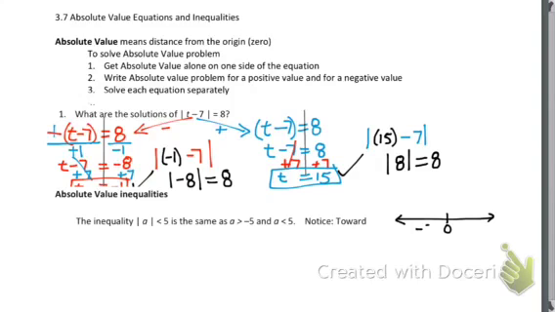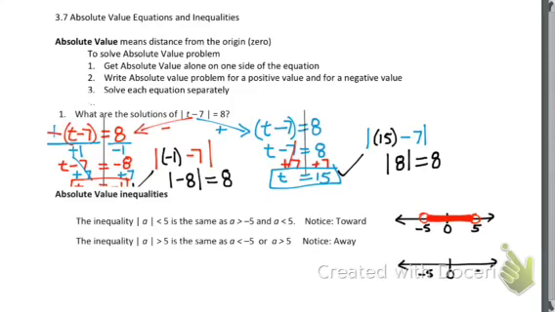So when we sketch the graph, it has to stay less than 5 units from the origin. And then you have the inequality of the absolute value of a is greater than 5, which is the same as a is less than negative 5, or a is greater than 5. And notice this is going to go away, so that means it must stay at least 5 units away from 0, so it has to go away from the center.